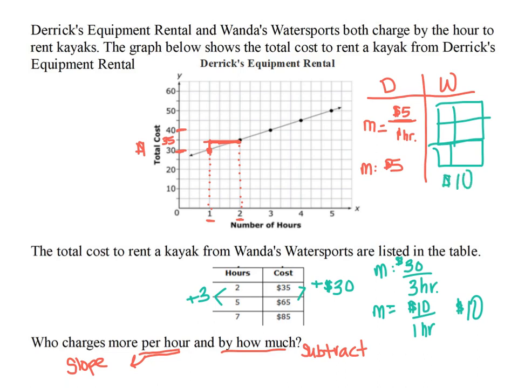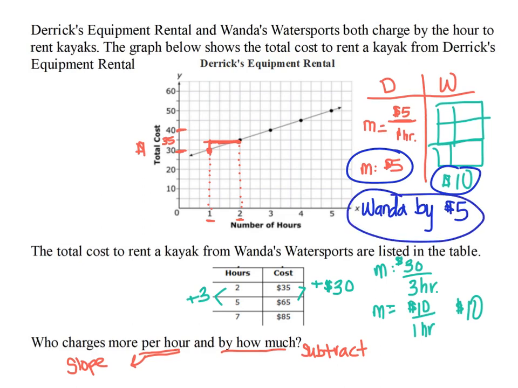So who charges more per hour? Wanda's is more because hers is 10. Derek's is only 5. So when I do 10 minus 5, Wanda charges $5 more per hour.